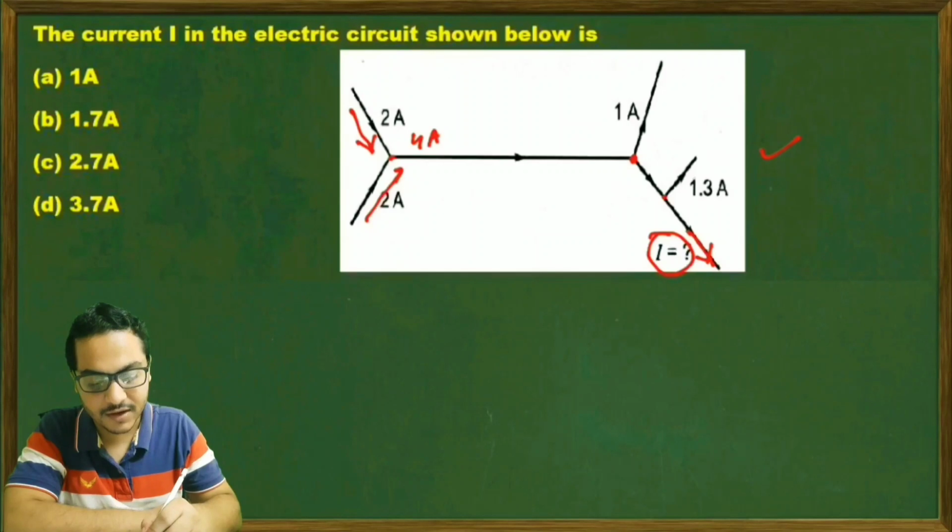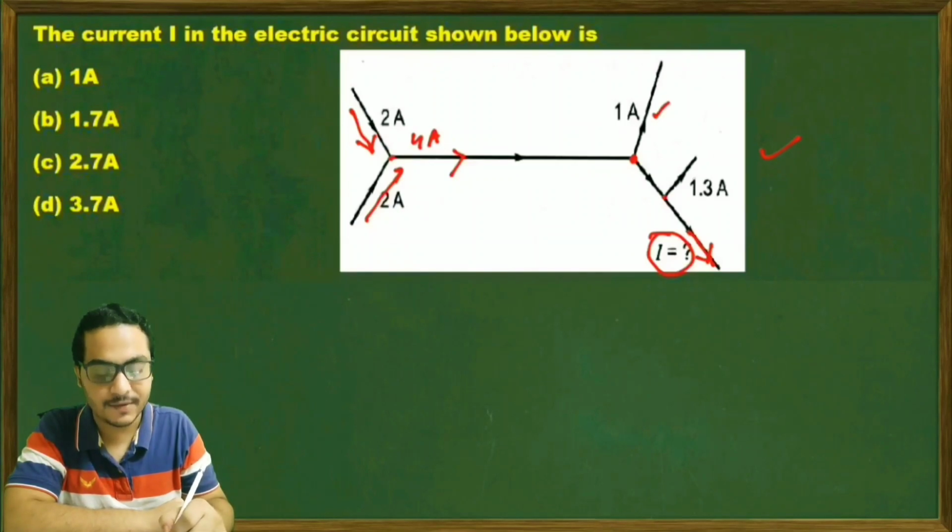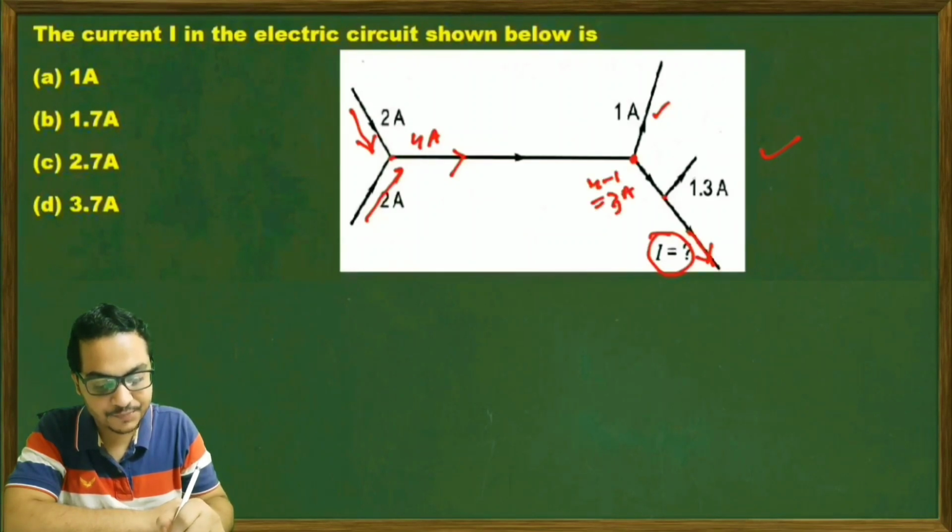Now 4 ampere current is flowing through this branch. Here, 1 ampere current is divided from this 4 ampere current. Now the remaining is how much? 4 minus 1, that is 3 ampere current. So 3 ampere current is flowing through this branch.